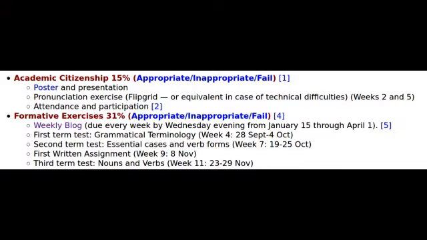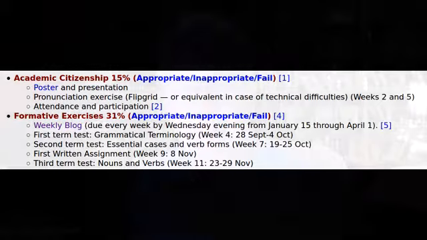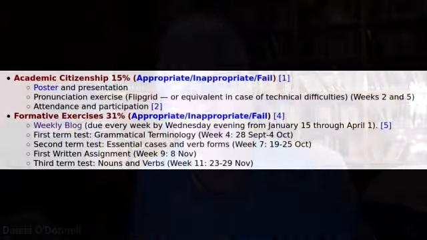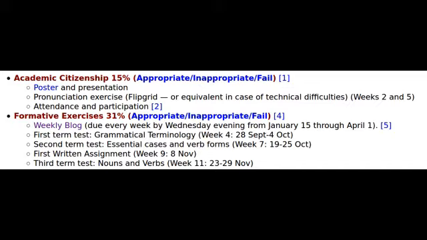The formative assignments in this course include the following: a poster and a presentation about your poster, 2 pronunciation exercises, attendance and participation, weekly blogs, 3 term tests, and a written assignment. These formative exercises are grouped into 2 types: academic citizenship, which are together worth 10%, and formative exercises, which are worth 35%. Within each type, the different categories have equal weight.